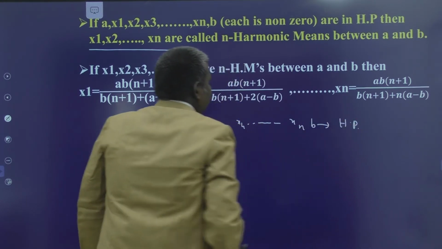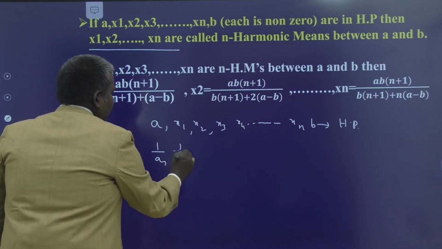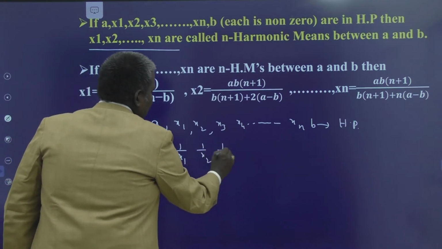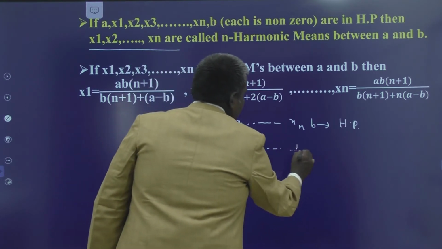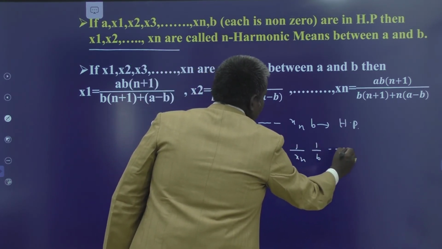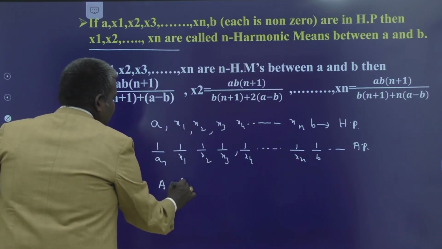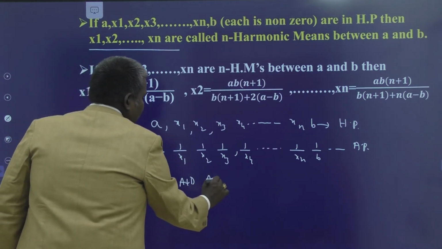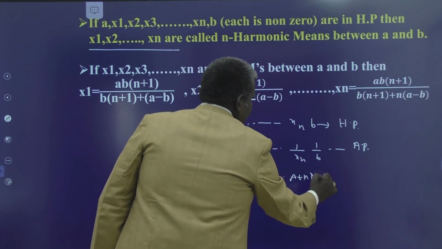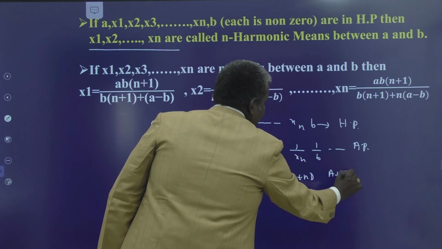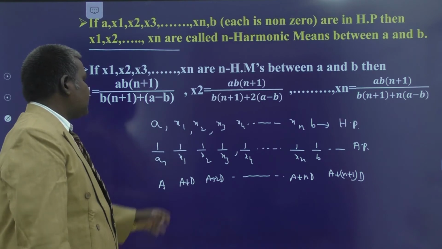Harmonic progression. If these are in harmonic progression, their reciprocals are in arithmetic progression: 1/a, 1/x1, 1/x2, 1/x3, 1/x4 and so on, 1/xn, 1/b. If these are in arithmetic progression, they may be taken as A, A plus d, A plus 2d and so on, up to A plus nd, and it is nothing but A plus (n plus 1) times d. Capital D is my common difference of the arithmetic progression.